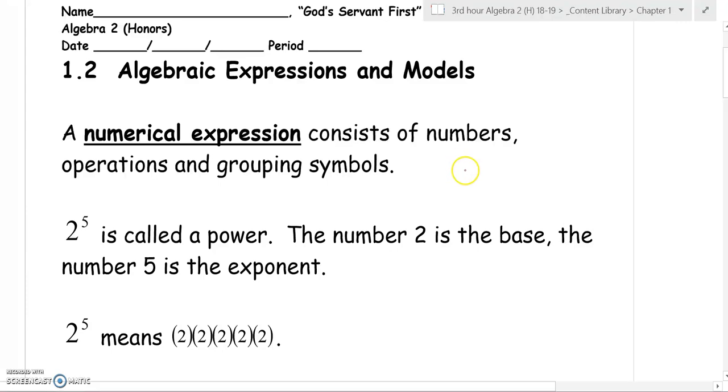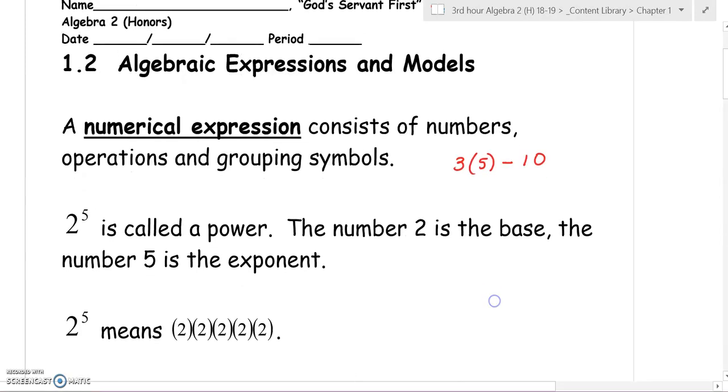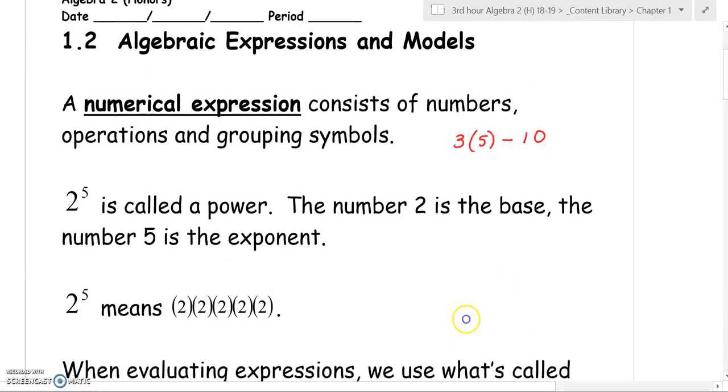An example of a numerical expression would be something like 3 times 5 minus 10. Notice there are no variables in my expression, so that's why it's called numerical. We'll get to algebraic in just a second.